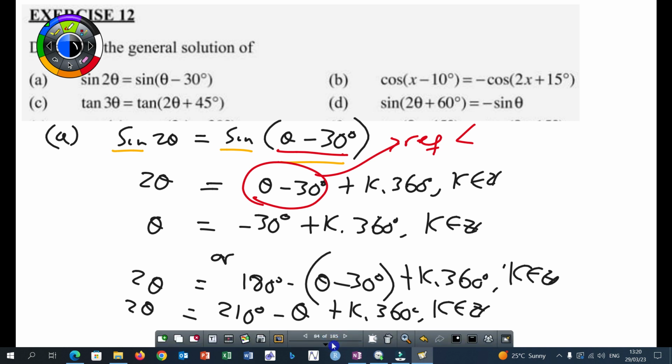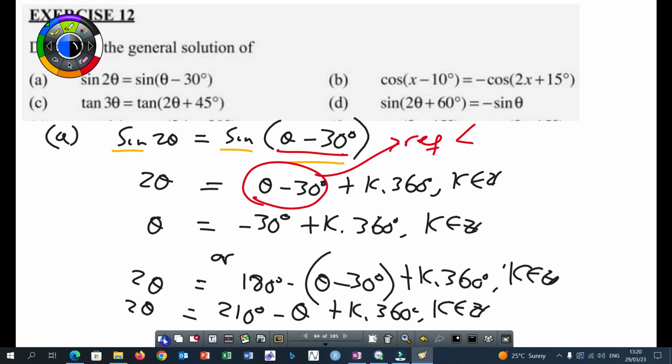Okay, so if I go to the next page, I'm going to end up having 3 theta. Okay, please do yourself a favor. If you have got a highlighter, you need to indicate that this is your reference angle. Right?